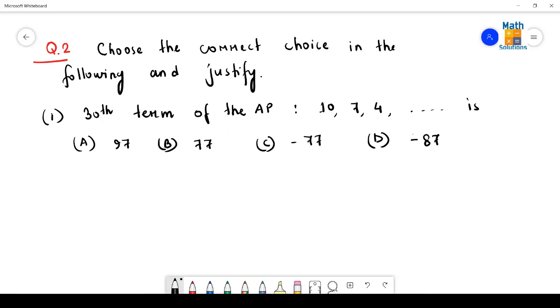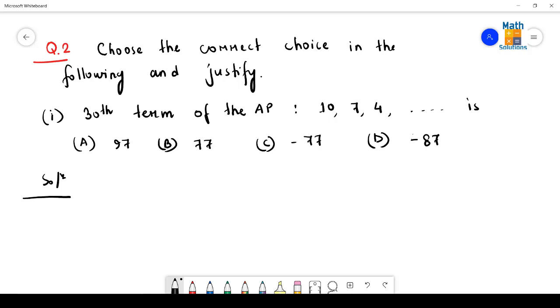What is said here? Choose the correct choice in the following and justify. Actually 2 multiple choice questions are given here. So in the first question, let us see what is given. 38th term of the AP 10, 7, 4 that goes on is 97, 77, minus 77, minus 87. Which one is correct? That we have to check. So here this is the illustration. Make sure one thing, that in exam if an MCQ is given, only the answer should be given. What method you are following, which process you are taking, those things are not important.